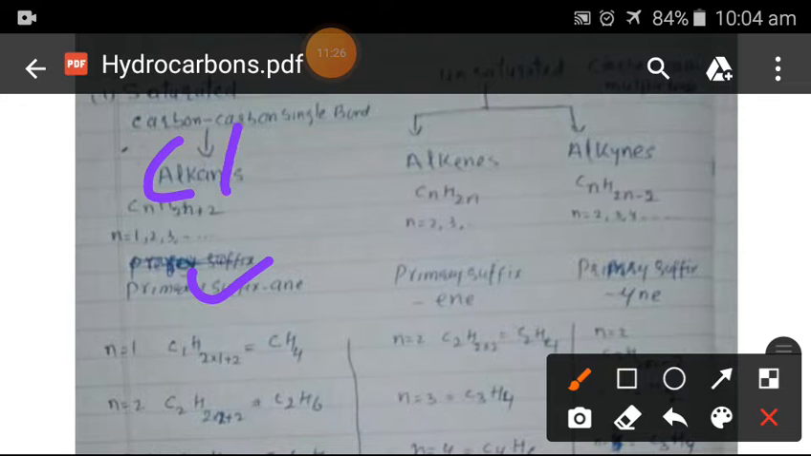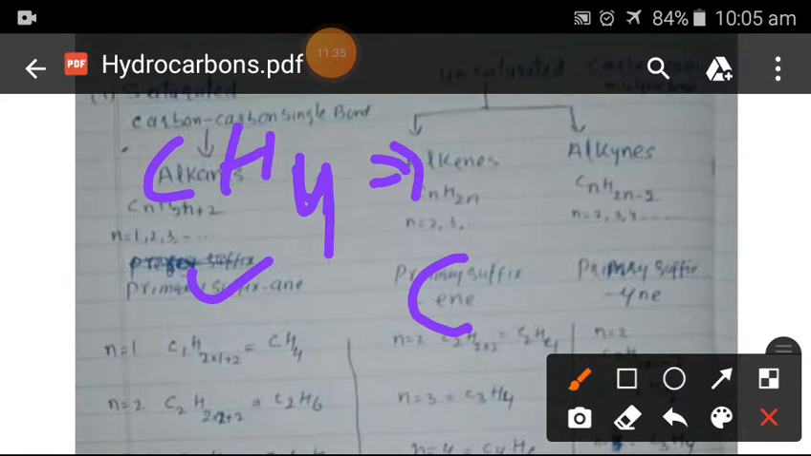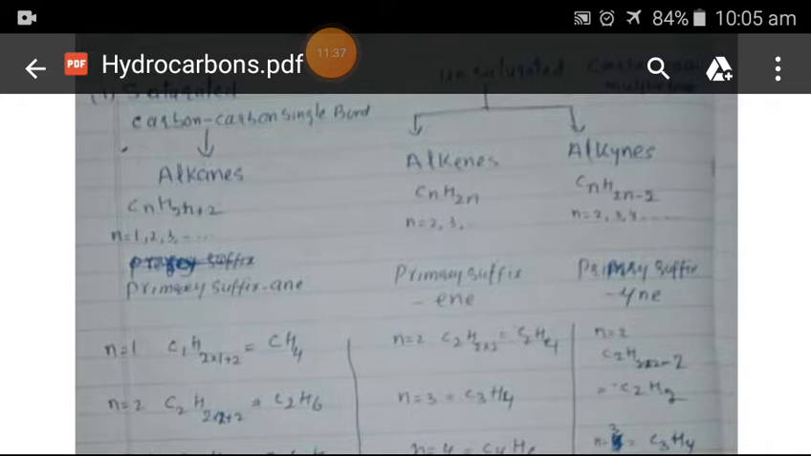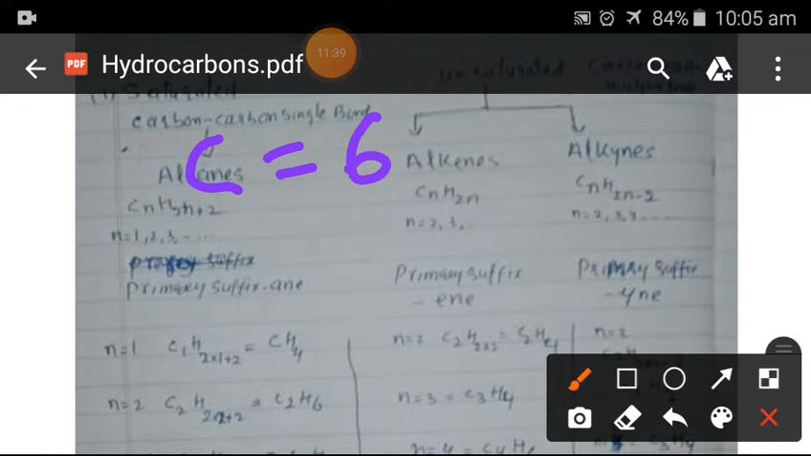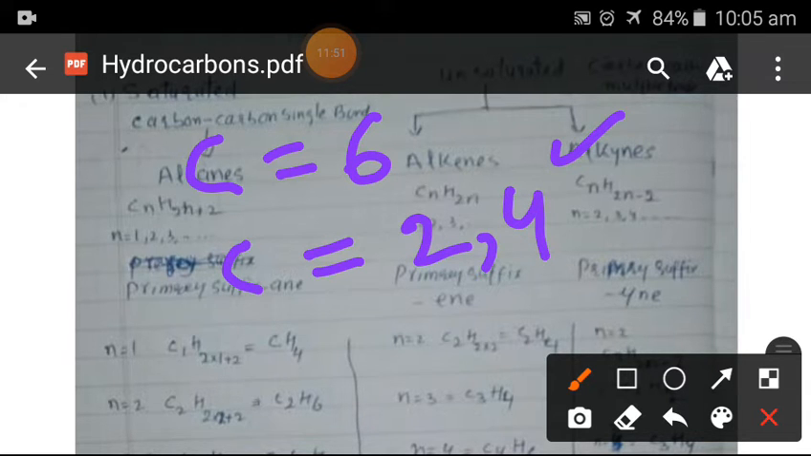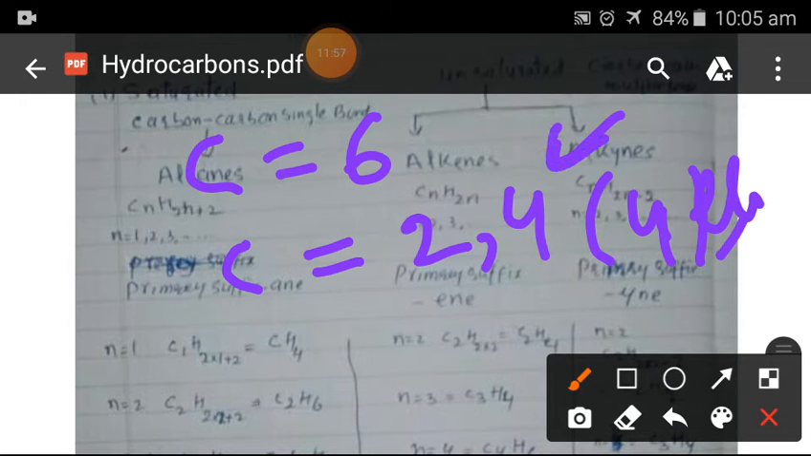So in order to write the structure of the compound, for example, for alkanes, we have the first member, that is CH4. So we know that in case of methane, carbon has atomic number 6, so its electronic configuration will be 2, 4. It means that its valence shell contains 4 electrons. So its valency will be 4.